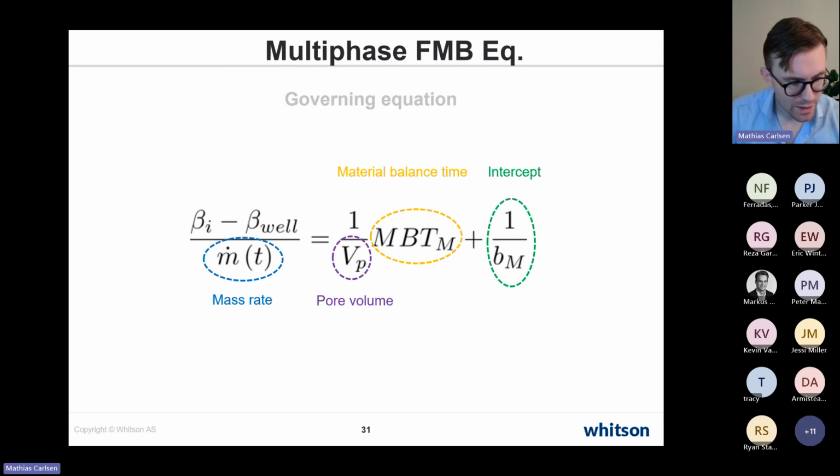This is the mass rate. So think about it, we have a well with oil, gas, and water. We have the density of all of those. We get that from our PVT. We convert that to mass and add them together.